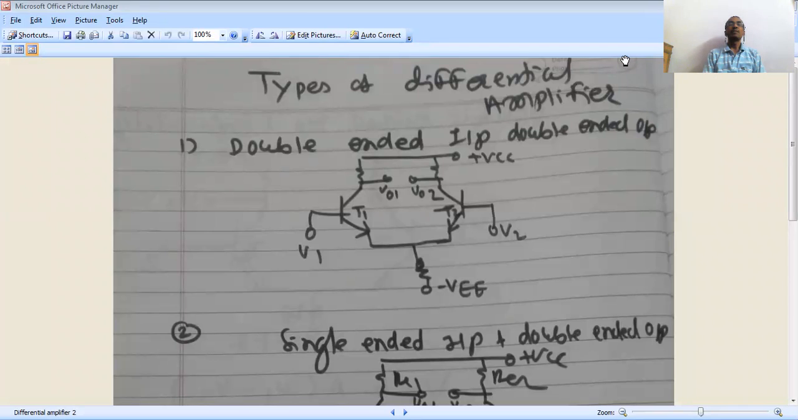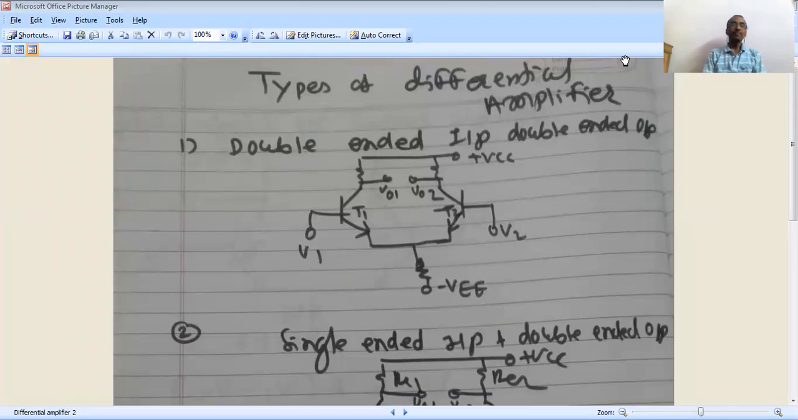Next point of the discussion is types of differential amplifiers. First one is double-ended input, double-ended output.